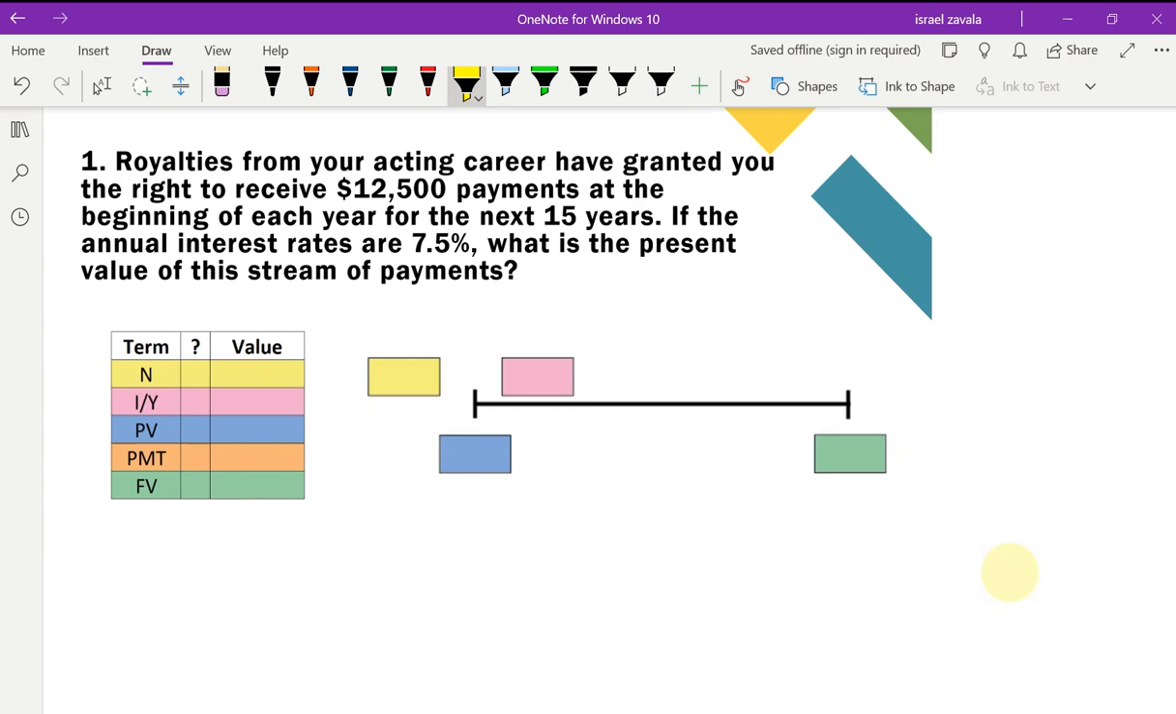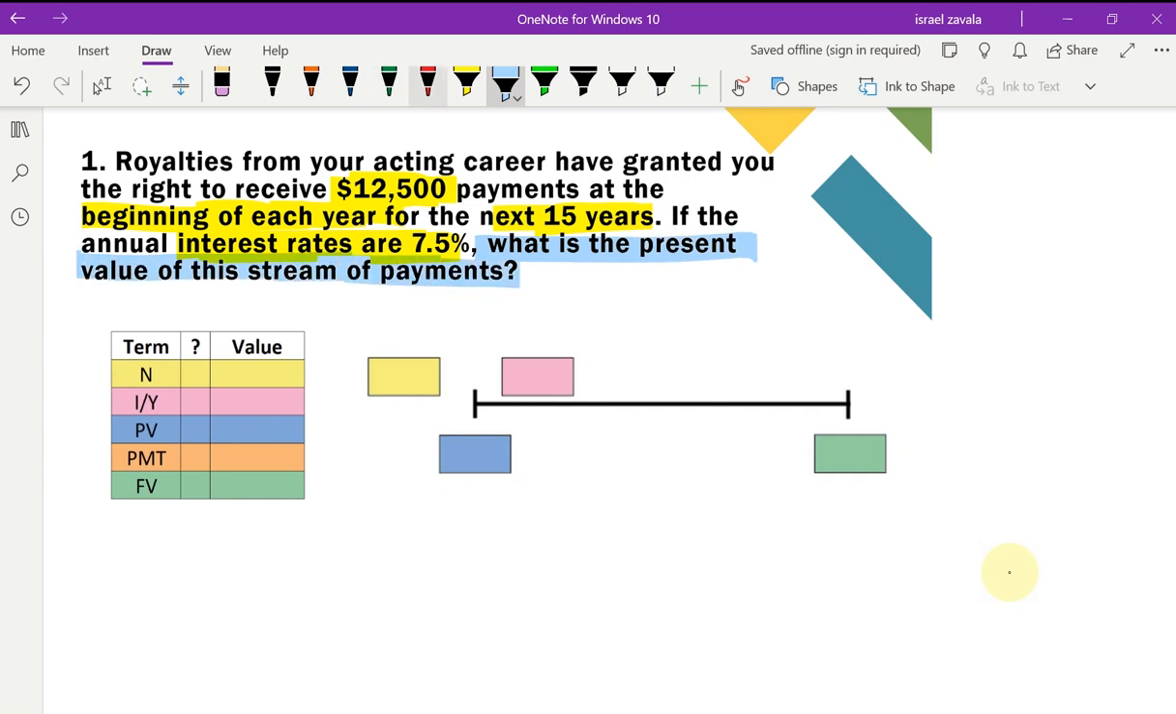I recommend it. Okay, so royalties from your acting career have granted you the right to receive $12,500 in payments at the beginning of each year for the next 15 years. So here comes the question. If the annual interest rate is 7.5%, here's the question: what is the present value of this stream of payments?